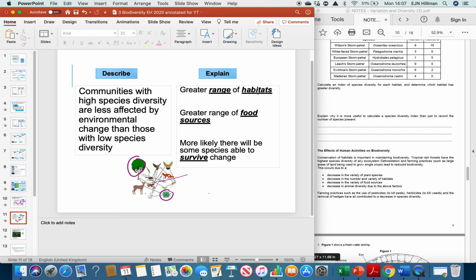So a greater range of habitats means there's a greater range of food sources, meaning it is more likely that some species will be able to survive environmental change. Okay, good.